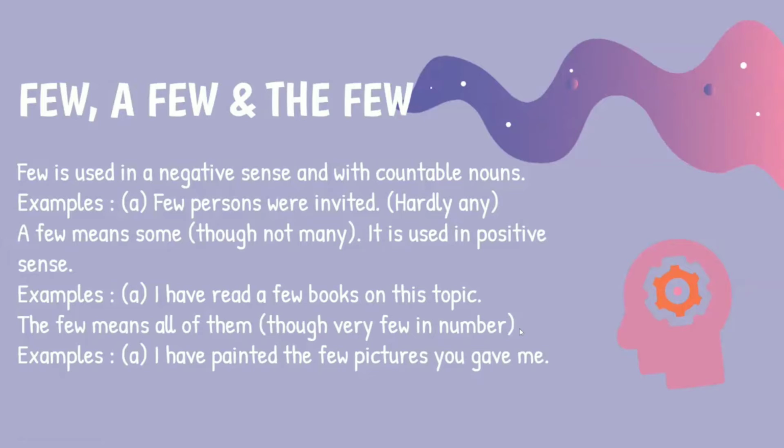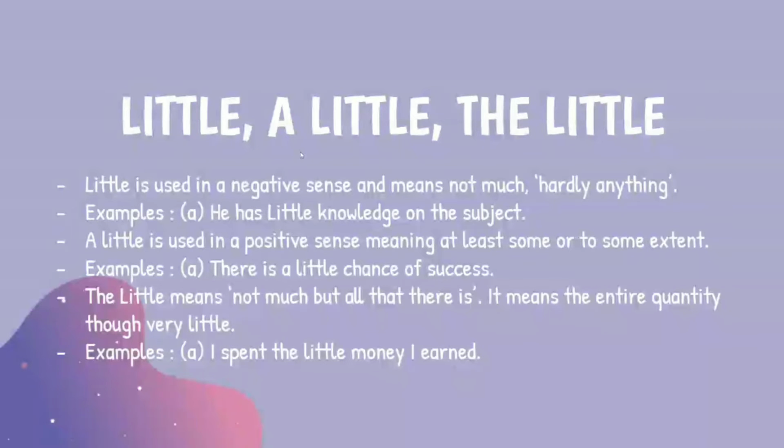Let me give you an example. Let's say I am having, let's say, 5 books. So these are very few in number, but I have read all of them. So I would say I have read the few books I am having. Similarly, one more example is here. I have painted the few pictures you gave me. Let's say you have given me 2 pictures. They are very less in number, but I have painted all of them. So I would say I have painted the few pictures you gave me.